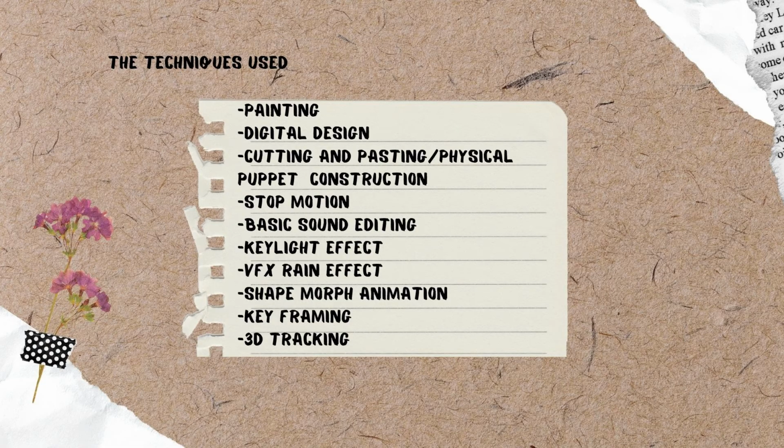So the main techniques that I have been using and will be using and have been experimenting with are the following. The very first visual effect that I used was green screening, and the way that I used this was by using a key light effect to green screen out the backdrop of my puppet.